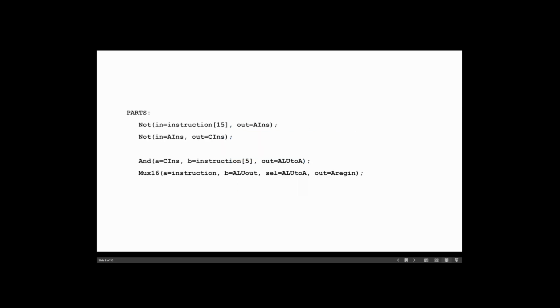Now here we have three different gates: NOT gate, AND gate, and MUX16. These gates allow the CPU to function and perform specific operations.